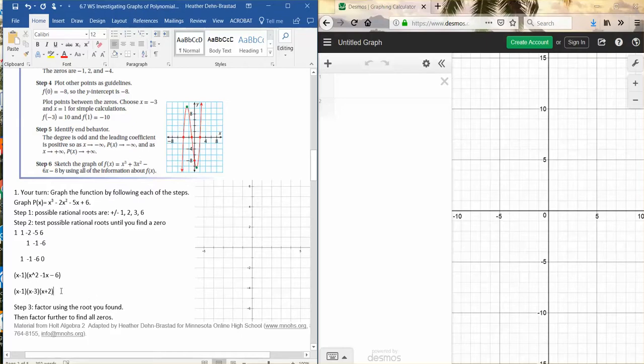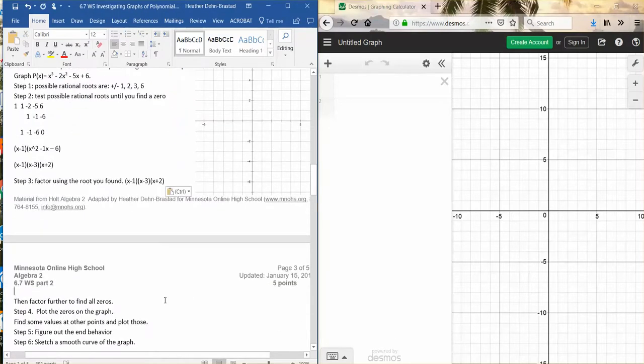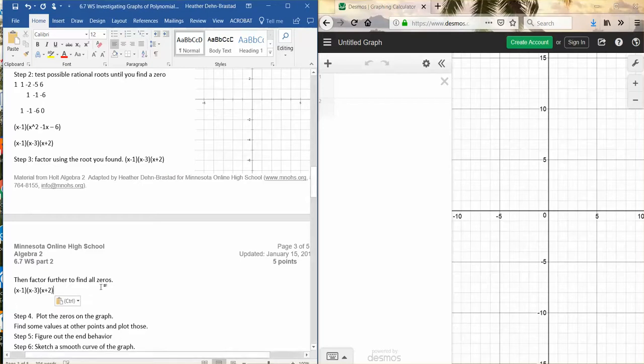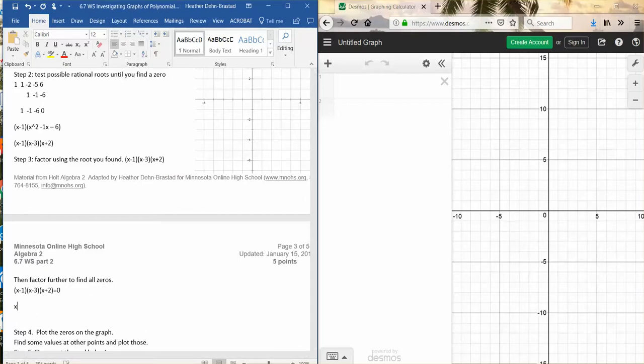I'm actually on step 3 there. And then step 4 is factor further to find all the zeros. I already did that. Now I'm going to plot the zeros. Oh, I have to solve these for 0. So this is equal to 0, which means that x minus 1 equals 0, and x minus 3 equals 0, and x plus 2 equals 0. And that means I would add 1 to both sides. I'd get x equals 1, x equals 3, and x equals negative 2.